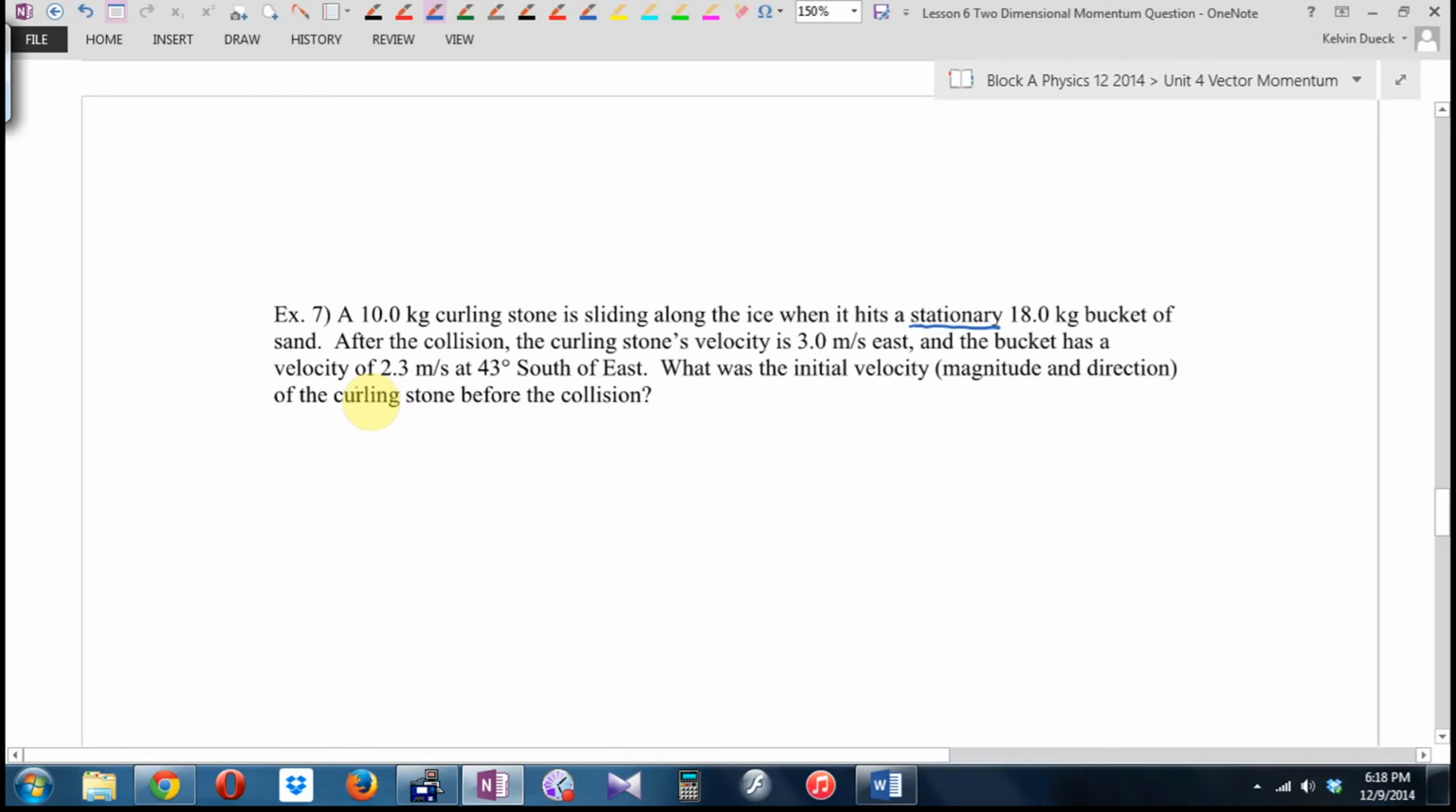Before the what? Before the collision. This is a job for conservation of momentum. And you know what? I'm going to put a north, east, south, west. I really should have done that on the previous question too, and I didn't. That might have bit me.